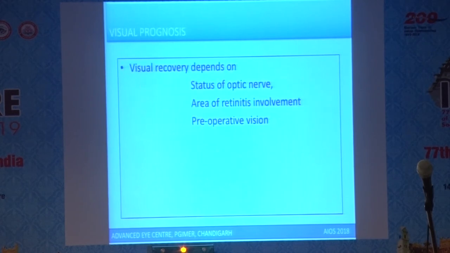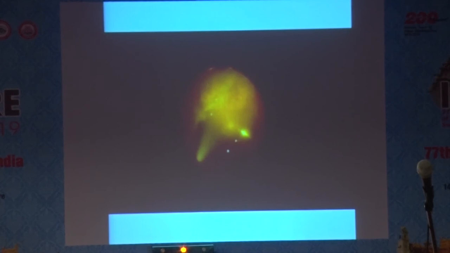The visual prognosis: of course, you are operating on eyes which have vasculitis, retinitis, and vitritis, and you know that their optic disc is most of the time compromised. So you should know that despite your good job, your visual recovery will depend on the state of the optic nerve, and it will depend on the area of the retinitis. If the posterior part is involved, you may not have good visual recovery. And of course, pre-op visual acuity does have a role here. The better the vision, the better the outcome in these patients.